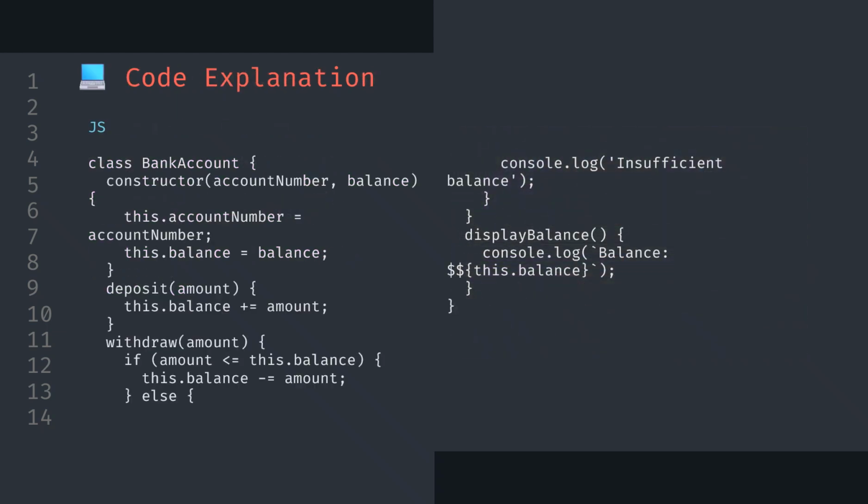We start by defining the bank account class with an account number and balance. Each method updates the balance directly and prints feedback. Withdraw checks if funds are available before proceeding. It is a clear way to manage states using class methods.